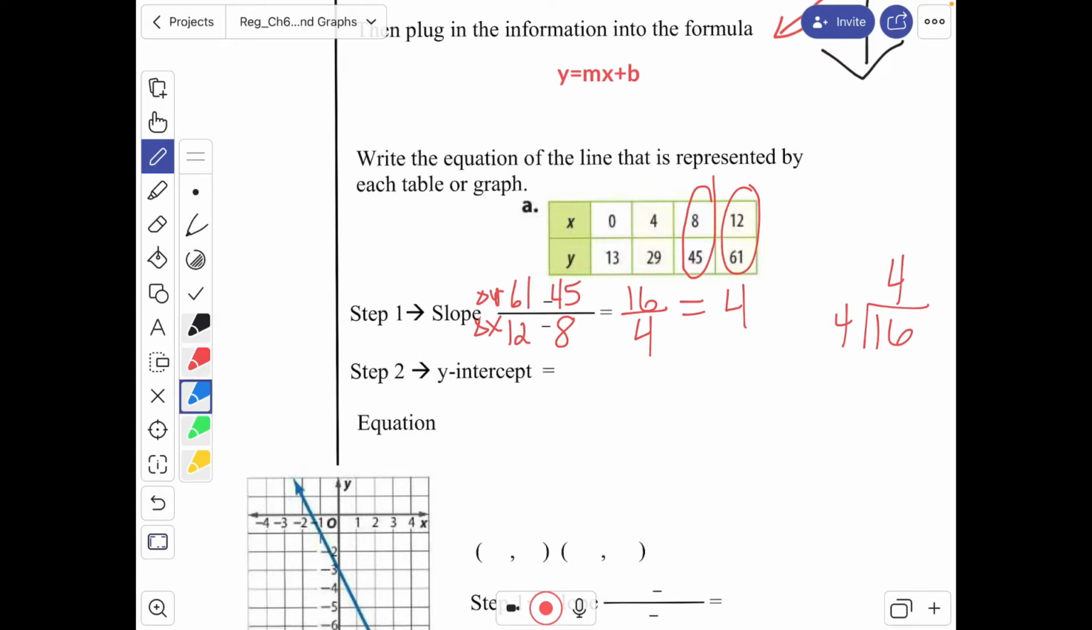The y-intercept is usually pretty easy to find because remember it's where x is 0. Well, there's x as 0, y would be 13. Then I plug it into that equation. Y equals, and the slope was 4 times x plus the y-intercept is 13.